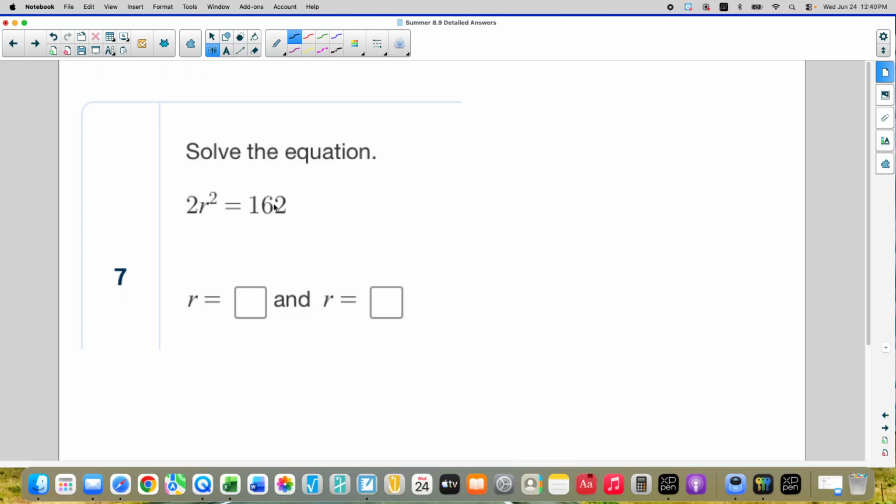2r squared equals 162. This is a good one. So we want to get the variable by itself. I just wanted to erase that little mark there. So we got to get the variable by itself. Let's get rid of the things being multiplied, leaving us with r squared equals 81. Now I want to get my variable by itself.